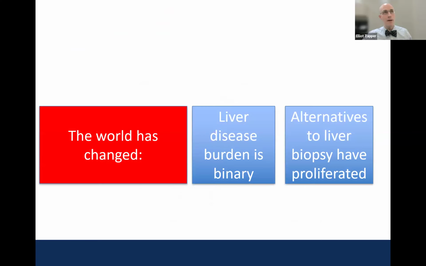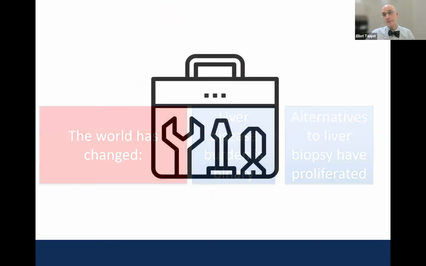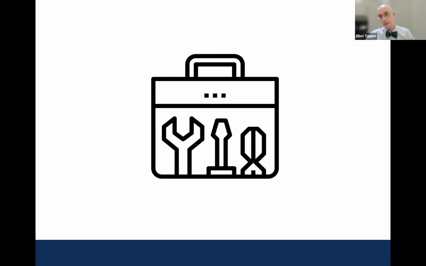At one point we said you needed a biopsy to be sure about the presence of inflammation and the like. The reality is the liver disease burden for a given patient is now binary: advanced fibrosis or not. And we have tools available to us that are preferable to a liver biopsy.